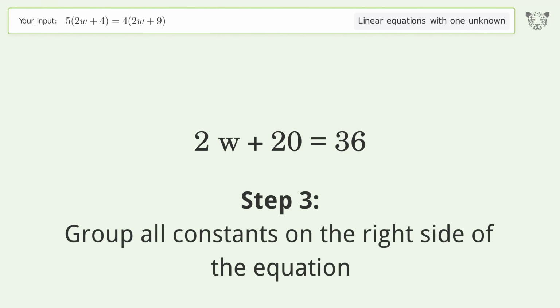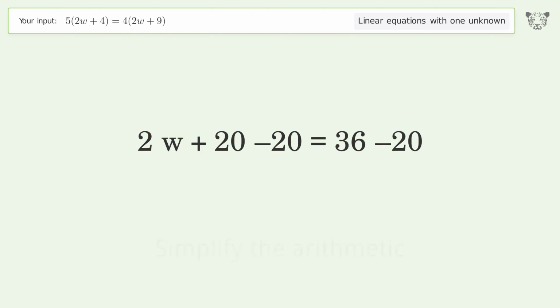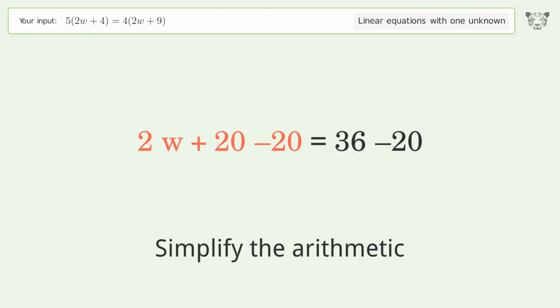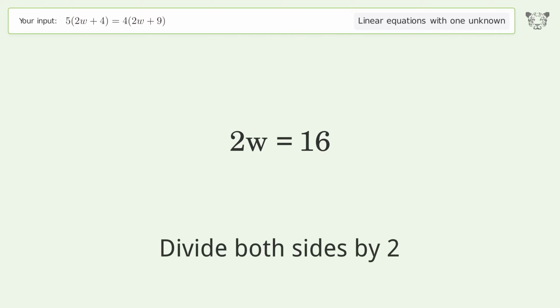Group all constants on the right side of the equation. Subtract 20 from both sides. Simplify the arithmetic. Isolate the w. Divide both sides by 2.